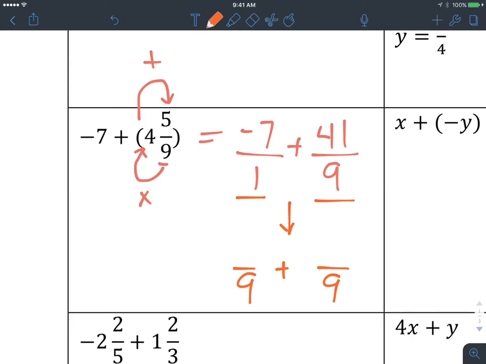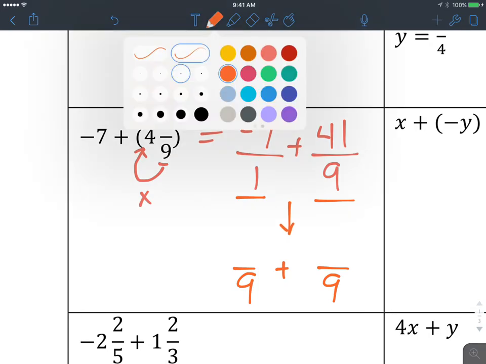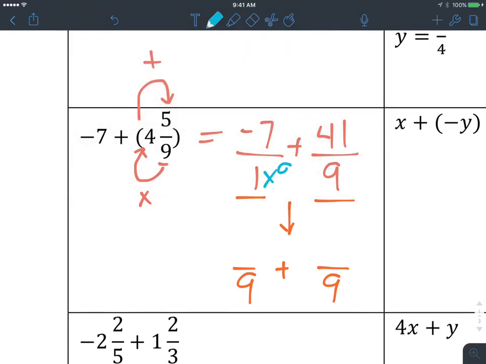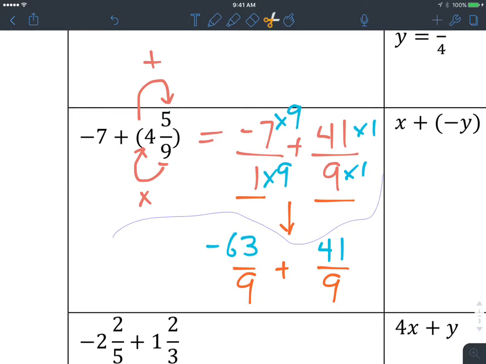So 1 to get to 9, well, I'm going to multiply that by 9, and then let me do that in a different color so it stands out. I'm going to multiply that by 9, and if I multiply the bottom by 9, I'm going to multiply the top by 9 as well. So -7 times 9 is -63, and then 9 times 1 is going to keep this fraction the same. When the denominator is the same as the LCD, the least common denominator, you don't have to change the fraction. So I'm going to go ahead and erase this to make some space for the problem.